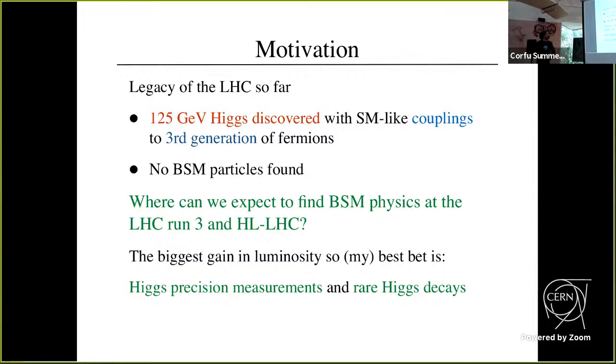But let's be a bit optimistic and think what you could expect from the next rounds of the LHC, including high luminosity LHC, in terms of BSM physics. This is kind of subjective, but to me the best progress can be obtained in Higgs physics, precision measurements, and rare Higgs decays, mainly because the high luminosity LHC will improve the luminosity. It will be an order of magnitude improvement in terms of data, while the energy will stay more or less at the same level, so we don't access really new mass scales with the upgrade.